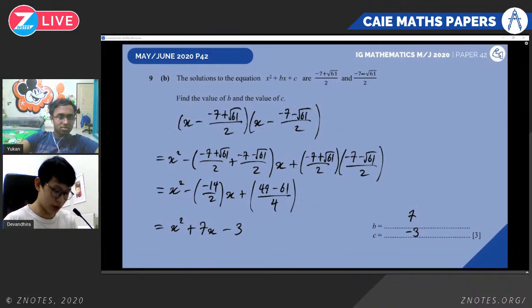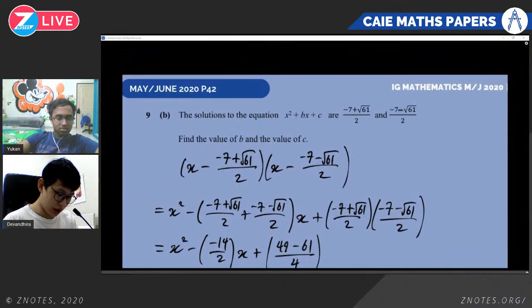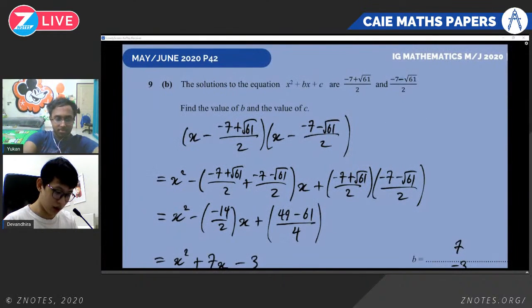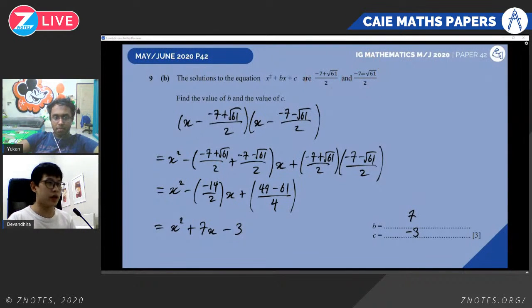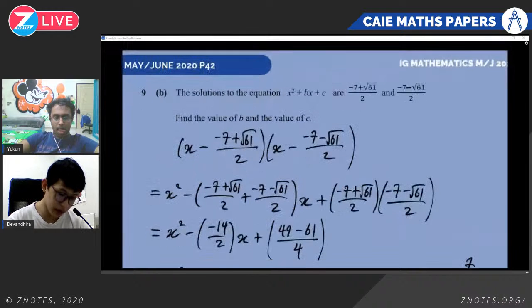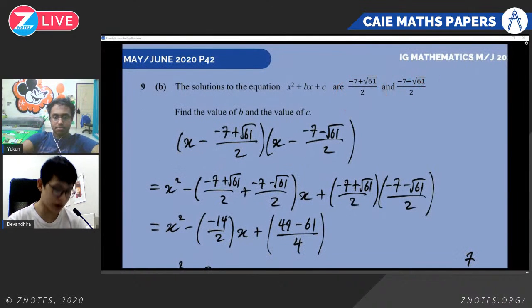So let's go for the next question. The solutions to the equation x squared plus bx plus c are these two. Find the value of b and c. That means these are the roots of the equation, correct? Right. Because these are the roots, I can factorize the equation like this. If I factorize the equation, it should be a linear multiplication of their roots, right? x minus their roots, correct?